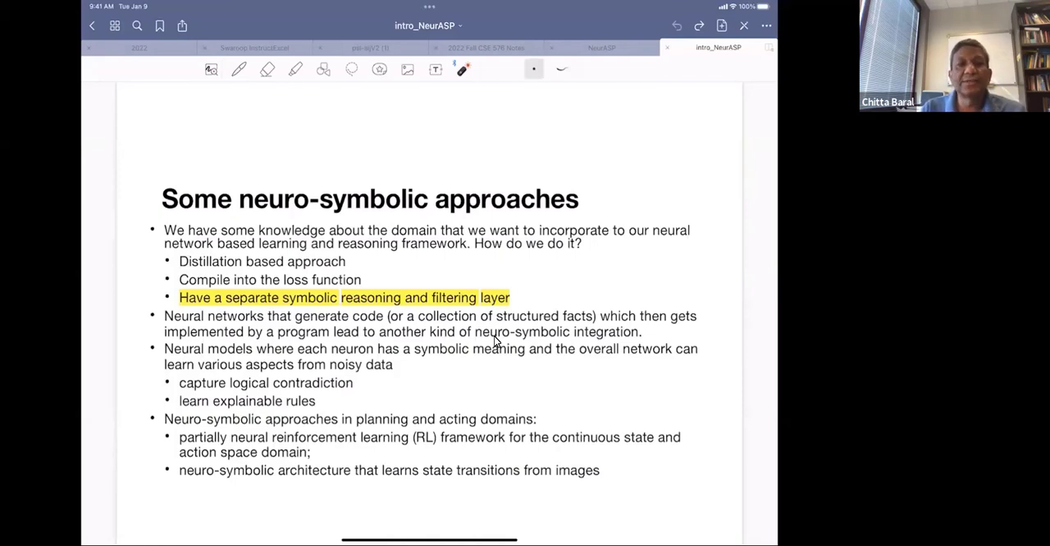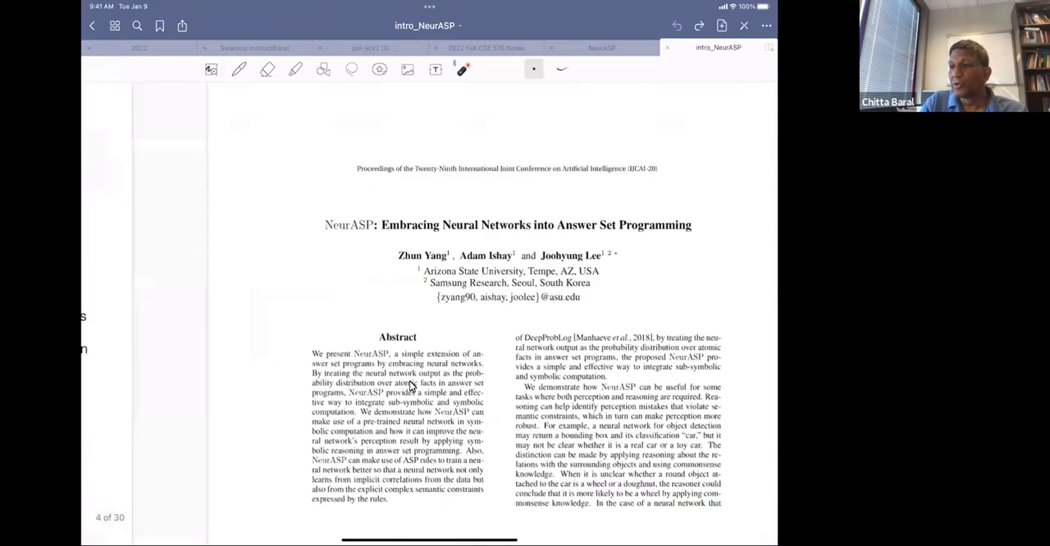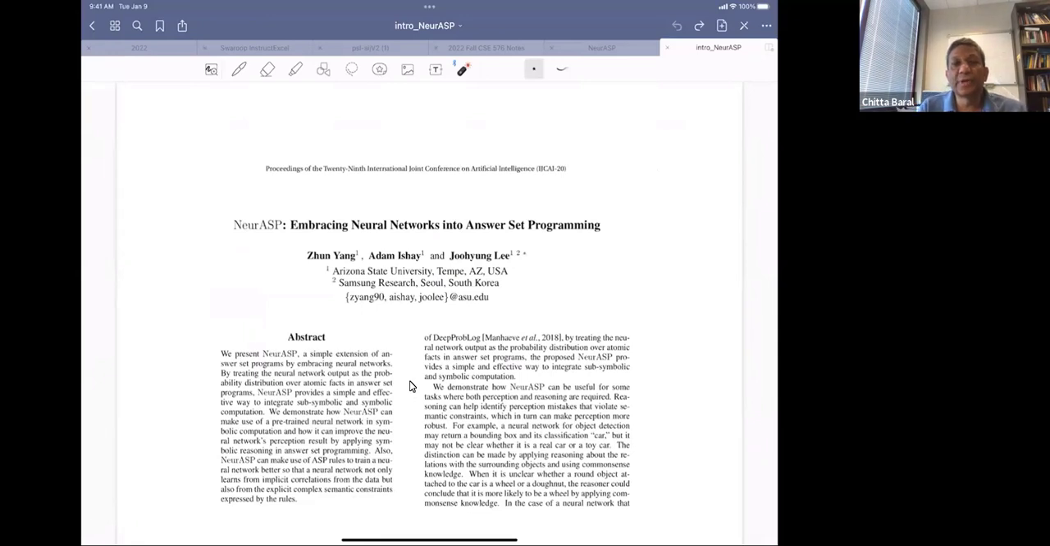The third kind, I think, is the one which you have studied so far in the class. Neural models where each neuron has a symbolic meaning, and the overall network can learn various aspects from noisy data, maybe learn rules or capture logical contradiction, and so on. And another one is neurosymbolic approaches in the planning and acting domains, or in the reinforcement learning framework. There, a neurosymbolic architecture that learns state transitions from images is an example. So this is the paper that we are going to discuss here, the NeurASP by Jun, Adam, and Hyung Lee.